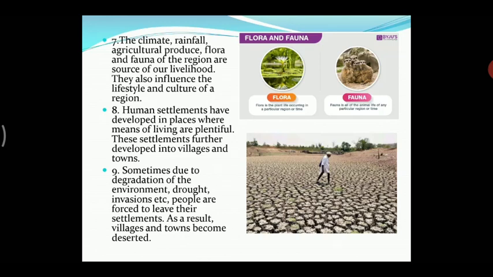Now the next point is they also influence the lifestyle and culture of a region. Now what is lifestyle? Lifestyle means the way of living, how we live, what kinds of clothes we wear, what kind of religion we adapt. That is called lifestyle and culture. The eighth point is human settlements have developed in places where means of livelihood are plentiful. These settlements further developed into villages and towns.